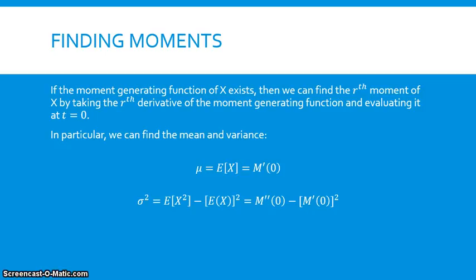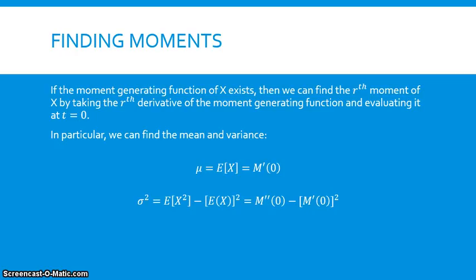If the moment generating function exists, we can find the rth moment of x by taking the rth derivative of the moment generating function and evaluating it at t equals 0. In particular, we can find the mean and the variance with the moment generating function. Since the mean is equal to the expected value of x, which is the first moment, I can find it by taking the first derivative of the moment generating function with respect to t and then evaluating it at 0.